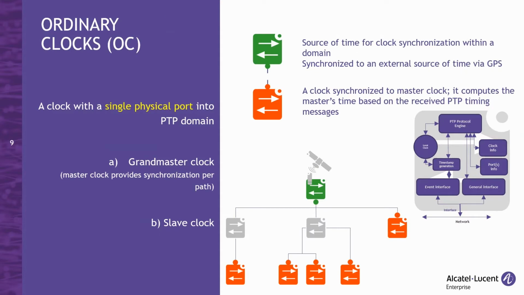An ordinary clock is a common name for all the clocks that have a single interface into the PTP domain. As you could already see, an ordinary clock is either a grandmaster clock or a slave clock. A grandmaster clock, to repeat it one more time, is synchronized to UTC time as an external source of time via GPS. A slave clock is a clock synchronized to a grandmaster clock. As you can see in the diagram, there is a single grandmaster clock for each slave clock to which it's synchronized. In case there are multiple nodes acting as a grandmaster clock, each slave clock will choose the best one according to defined criteria.